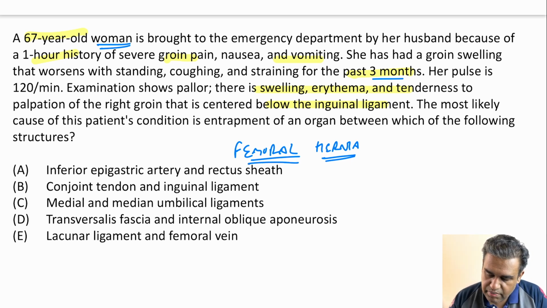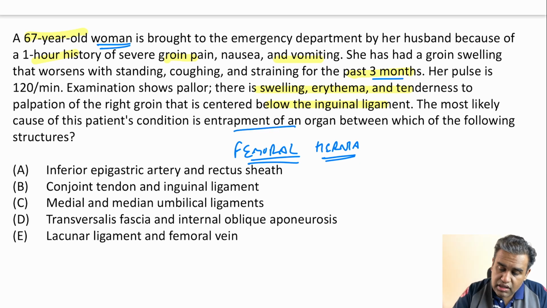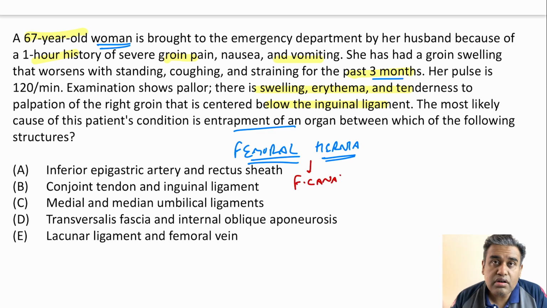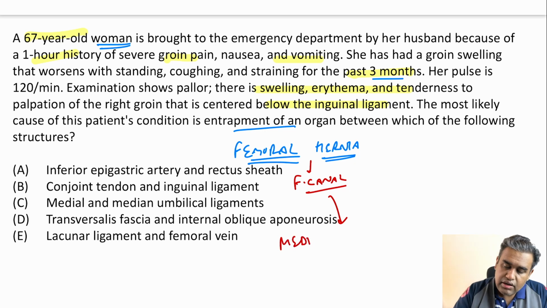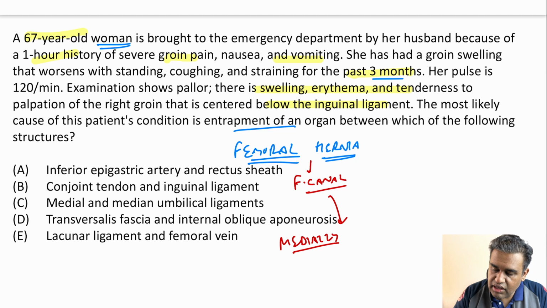Now they are asking entrapment of an organ occurs between which of the following structures. A femoral hernia occurs through the femoral canal. If we go to the anatomy of the femoral triangle, the femoral canal is placed medially. How to remember it? I told a mnemonic before: we can remember it by the mnemonic NAVEL, if you go from lateral to medial.